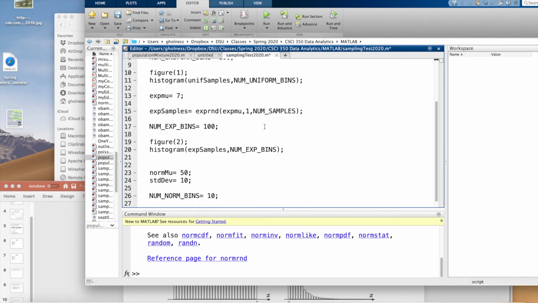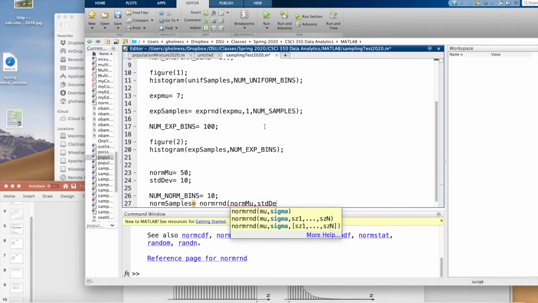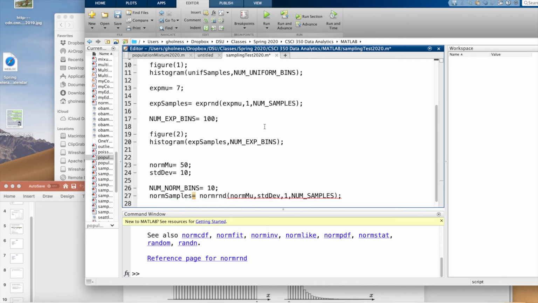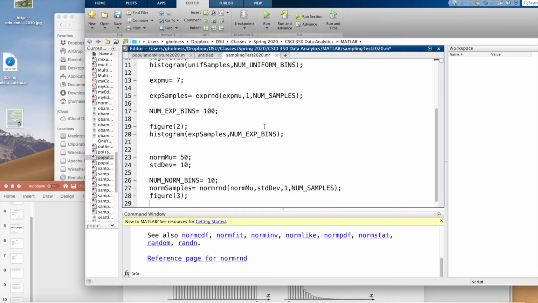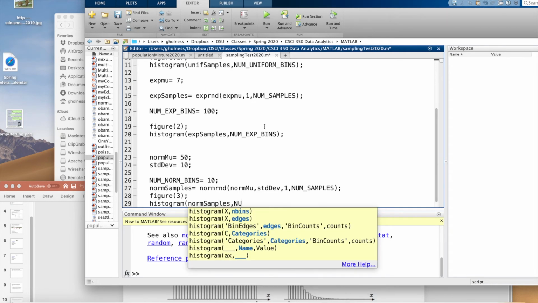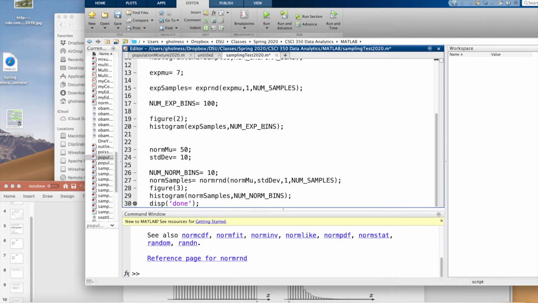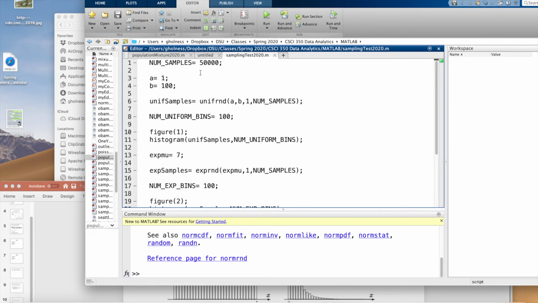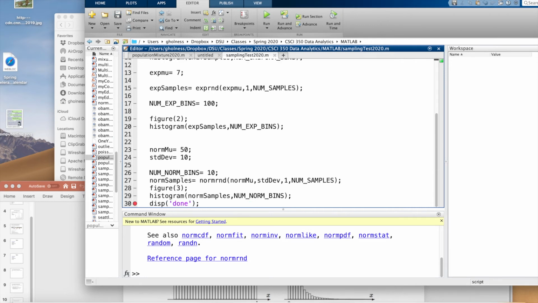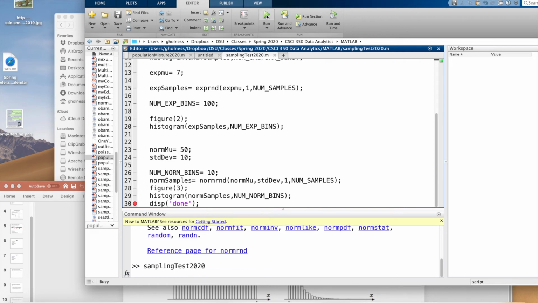Let's set the number of bins for the normal histogram to be 10, and then we'll say normal samples equals normrnd, norm mu, and standard deviation. And we're going to say it's 1 by num samples, many samples. So now we're going to call that figure 3, and we're going to compute the histogram. We're going to give it norm samples and num norm bins. Okay. So now save this, and we have 10 bins, and we're going to set our samples back down to, I think we said 10 in the beginning. So 10 samples, and we're going to have a normal histogram consisting of 10 bins, and that's going to be figure 3. So let's run this.